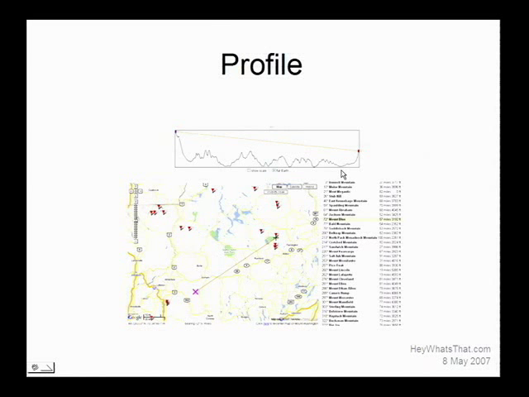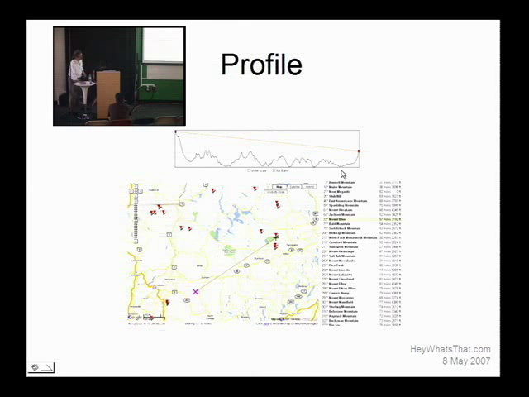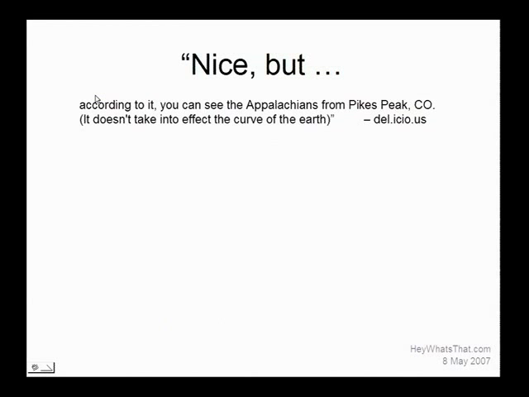All right, but in keeping with the rule that no good deed goes unpunished, I made this functionality available, and almost immediately, I see this post on Delicious. Nice, but according to it, you can see the Appalachians from Pikes Peak, Colorado. It doesn't take into account the curve of the Earth. Now, I just spent quite a few hours of my life taking the effect of the curvature of the Earth into account. I had no idea what he was talking about till I thought, oh, well, there it is.